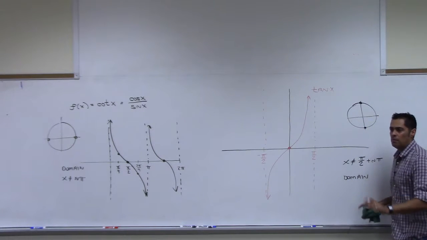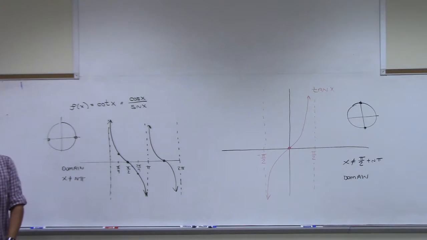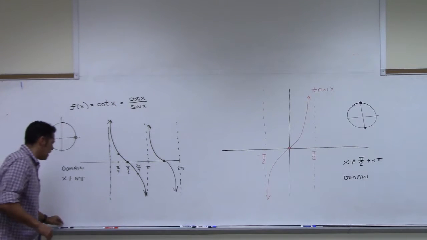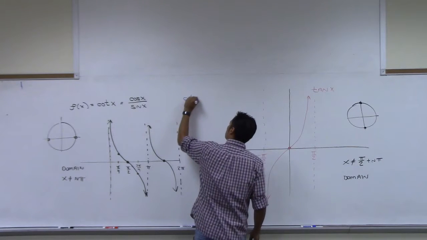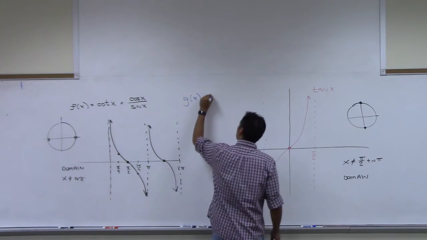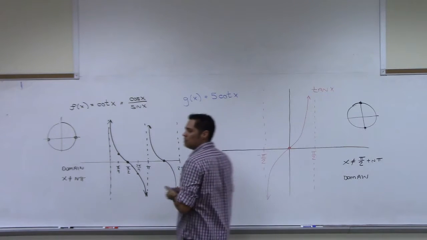Ranges are the same, all real numbers. Periods are the same, pi. Questions on cotangent? All right, that's it. There's nothing really more to do. What happens, I guess we could talk about this. What happens if I ask you to graph a different function like g of x equals 5 cotangent x?